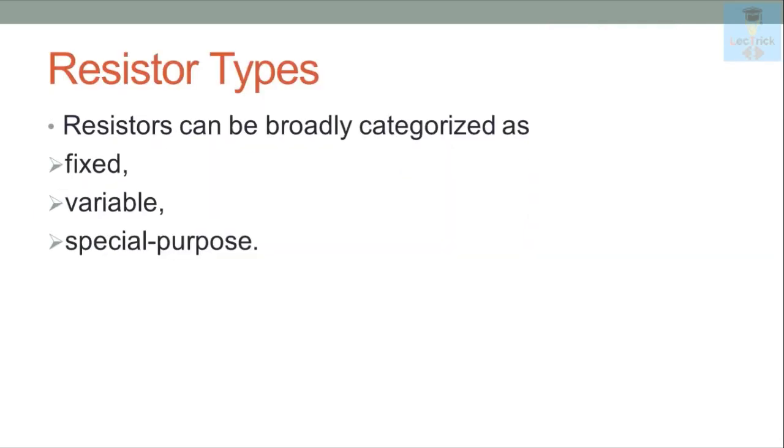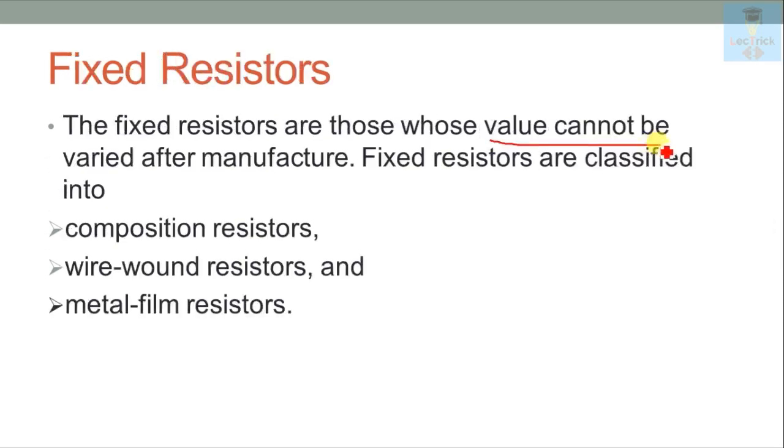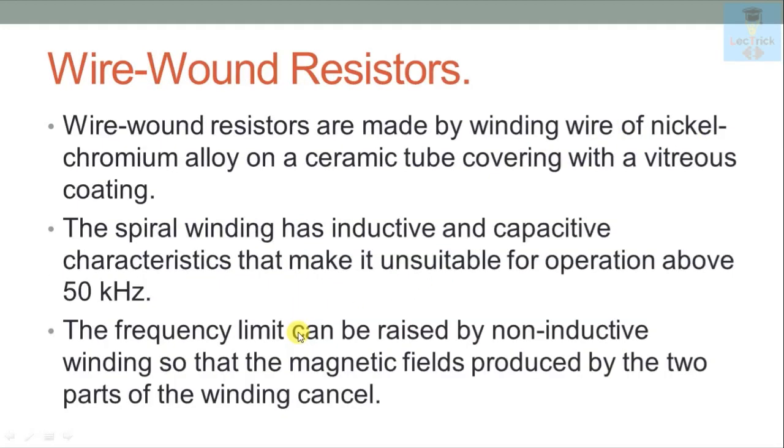So now we will discuss resistor types. They are classified mainly as fixed resistor, variable resistor, and special purpose resistor. So what are fixed resistors? The value cannot be varied after manufacture. Fixed resistors are classified into composition resistors, wire wound resistors, and metal film resistors.